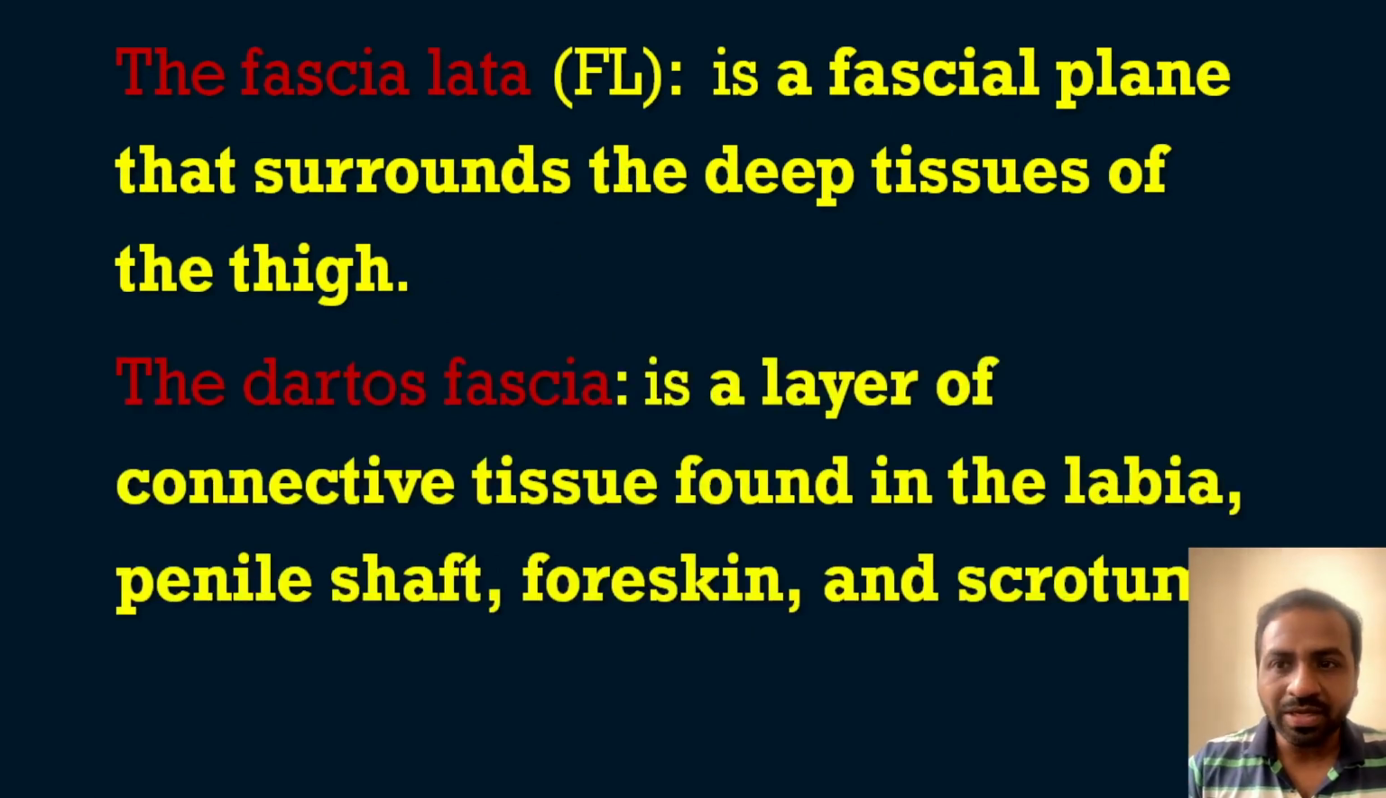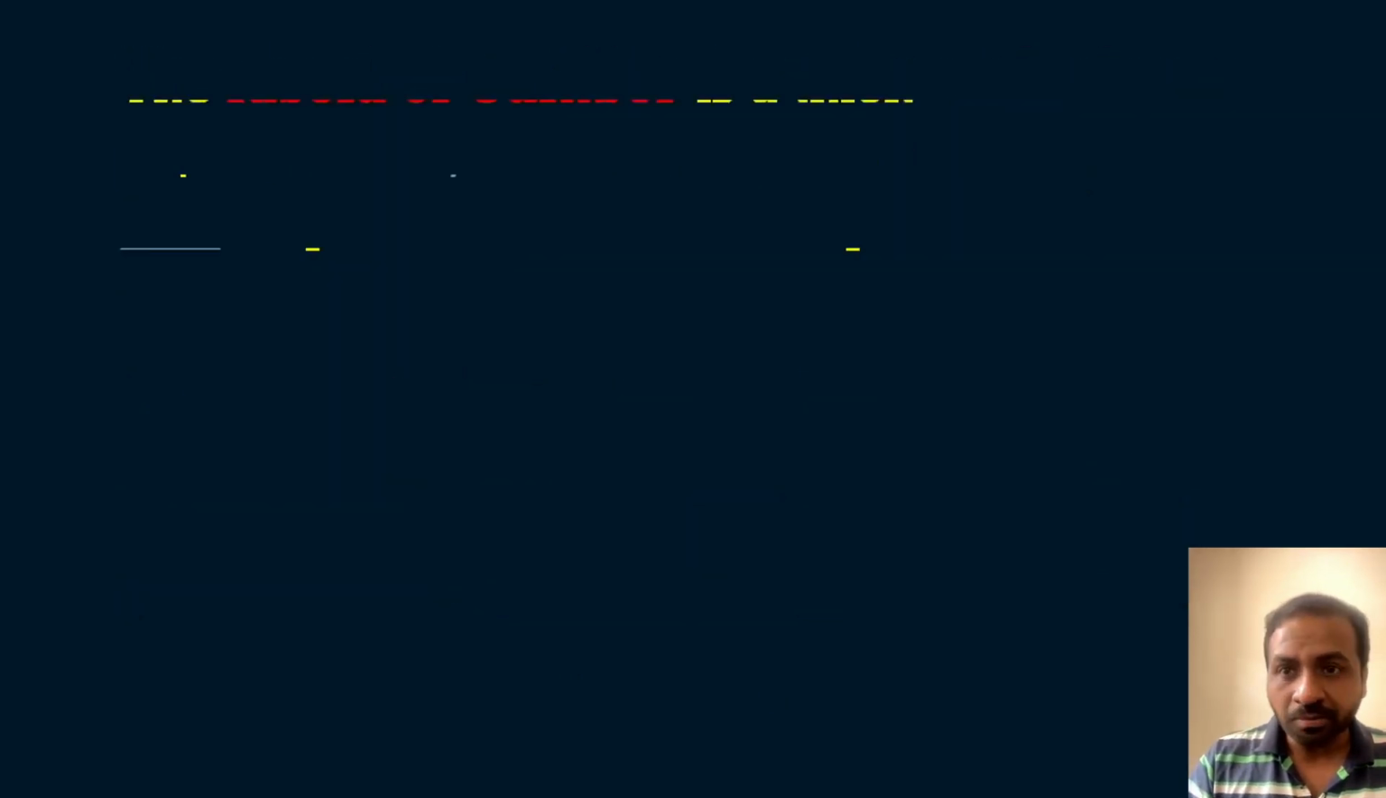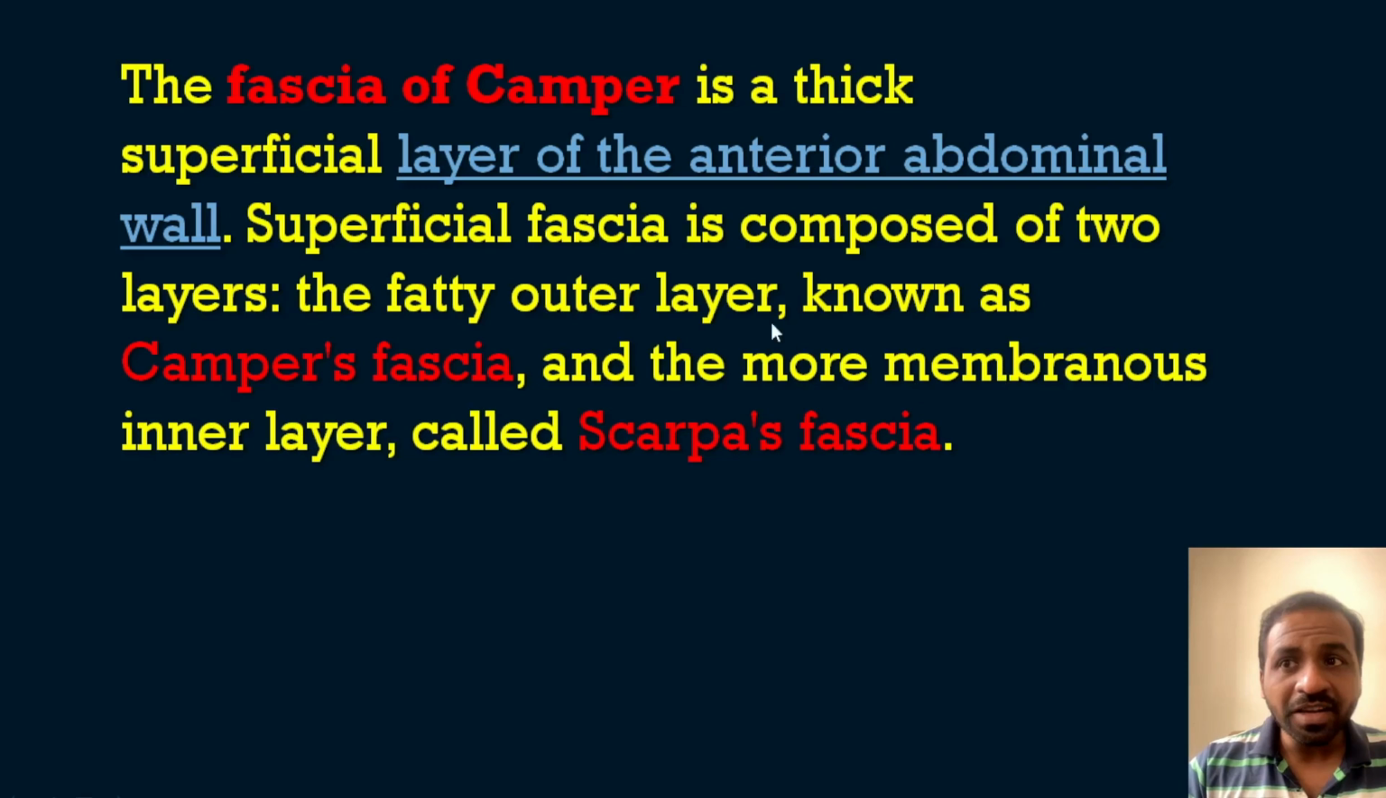Now we will see what is a dartos fascia. The dartos fascia is a layer of connective tissue found in the labia, in the penile shaft, foreskin, and in the scrotum. Okay, so I think dartos fascia is clear for you now. Then another option was regarding the fascia of Camper, and the Scarpa's fascia.